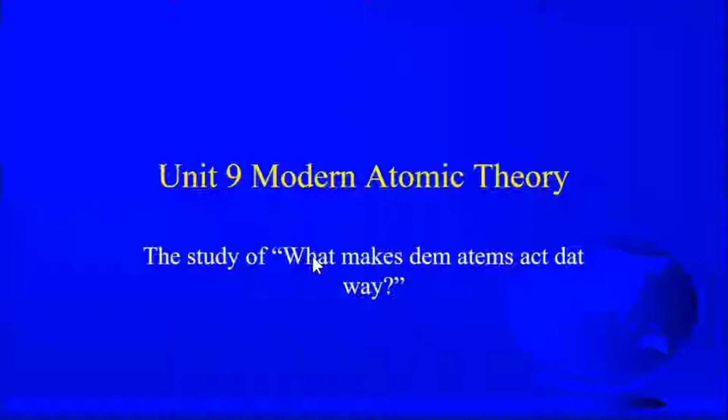Most of you, not all, most of you will know exactly what I'm talking about and will agree with me in 3 weeks. The rest of you will say, huh? Okay, I'm hopeful that at some point you do figure it out. So, this chapter is called Modern Atomic Theory, and the other way of calling it is What Makes Them Atoms Act That Way? Which is Cajun for What Makes Atoms Behave in That Fashion.